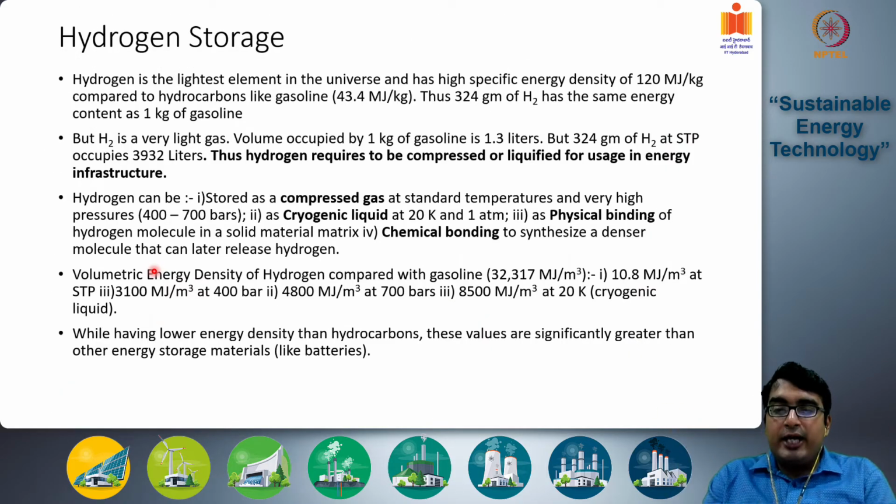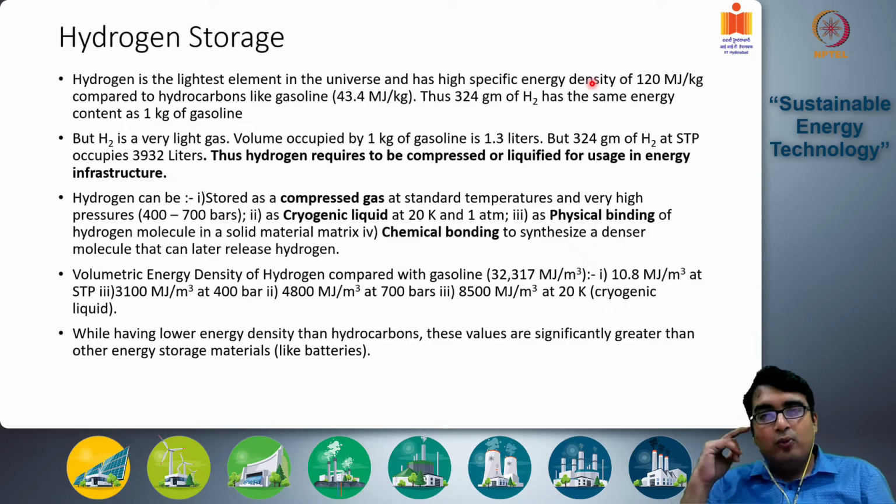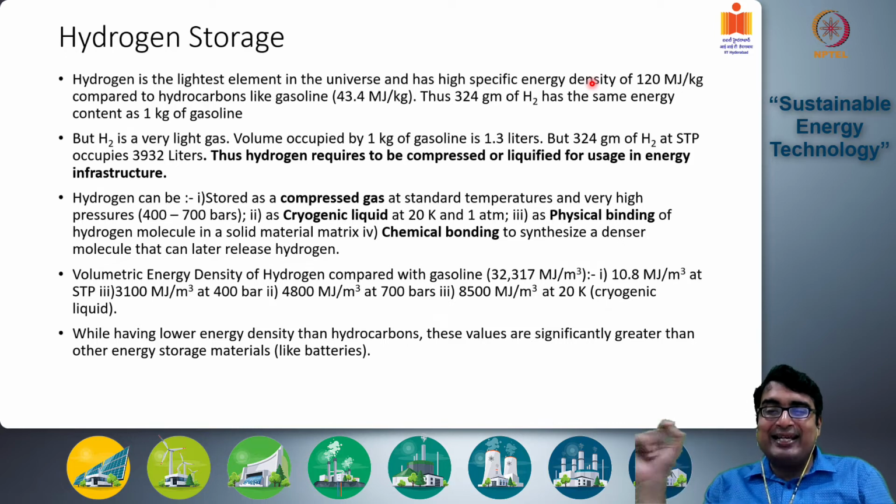Now that we have produced hydrogen, the next question is how do we store hydrogen? There are certain advantages of hydrogen and certain disadvantages. One major disadvantage is hydrogen is hard to store because it is an extremely light gas. Hydrogen is the lightest element in the universe. Basically, 1 kilomole is 2 kgs. It's the lightest element in the universe.